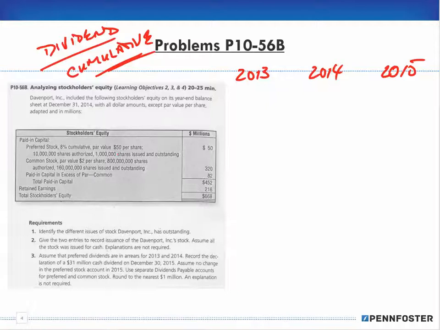For a preferred stock, we have 8% as the dividend rate, and it's cumulative, and the par value is $50 per share. Okay. So let's see here.